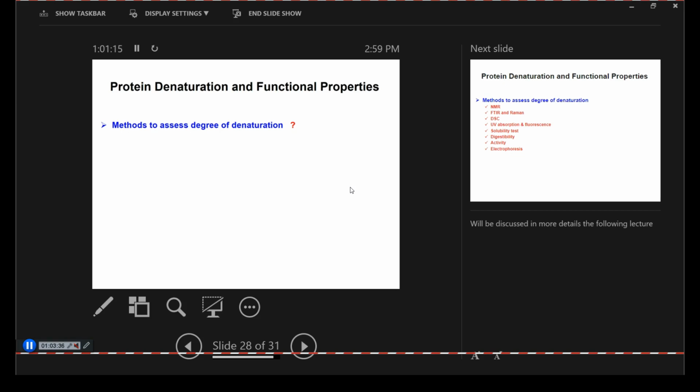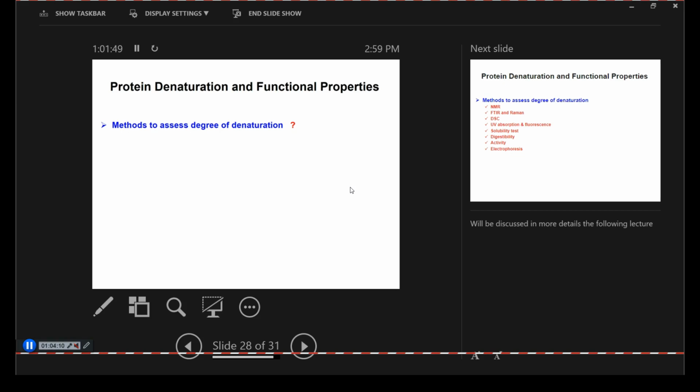Rachel? SDS-PAGE? Not degree. Not necessarily degree. You can. It's a qualitative means. Yes, electrophoresis is a qualitative means. If you see polymers, you can deduce that the protein got denatured. DSC. What else? FTIR. Very good. FTIR and Raman spectroscopy.